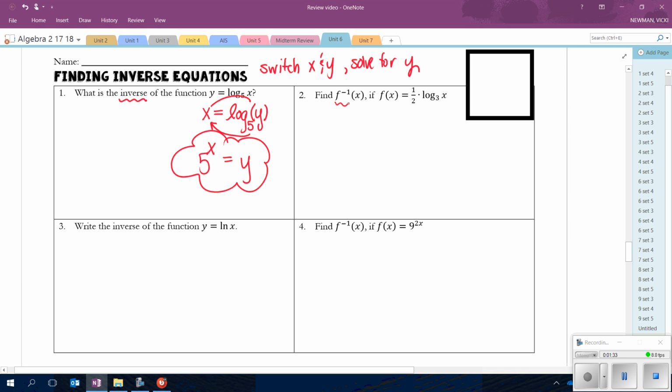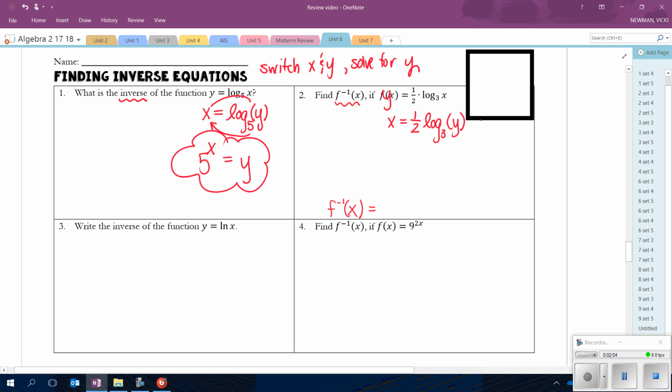Okay. Number 2 is a little bit more involved. Find f inverse. We have to use that notation in the end. You might want to go down here and make sure I write my final answer like that. And there's a multiplier here, so it's not just going to be 3 to the x. It's going to be some kind of multiplier. There's going to be something going on here. So switch x and y. Well, we know f of x is like the letter y. So x equals 1/2 log base 3 of y.